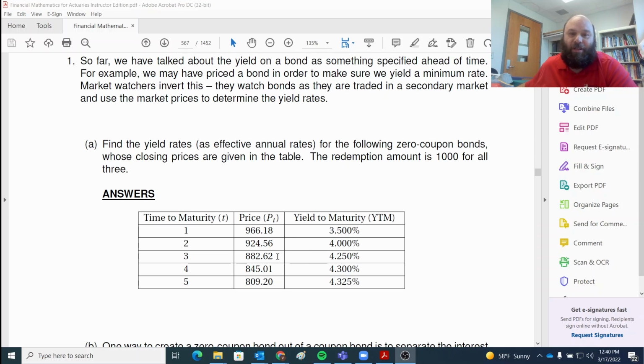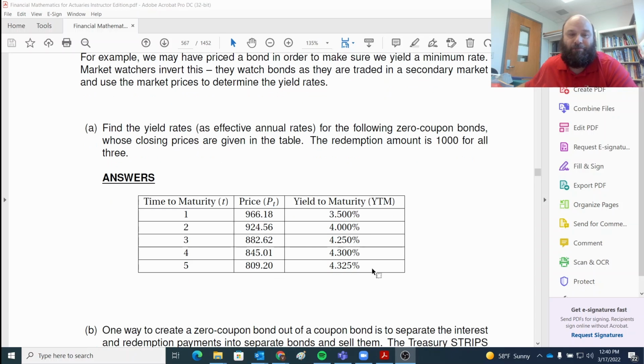And we continued. Here we take (1 plus i) cubed, so we'd have to take the cube root after we divide. For 845.01, we take the fourth root after we divide, and so on. And so we get these yields to maturity: 3.5%, 4%, 4.25%, 4.3%, 4.325%.